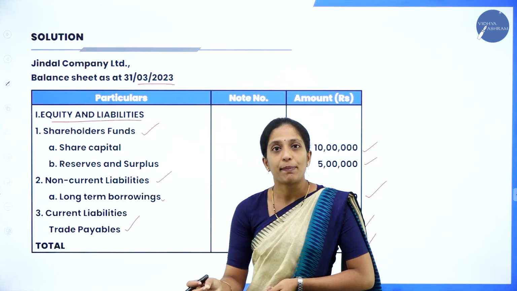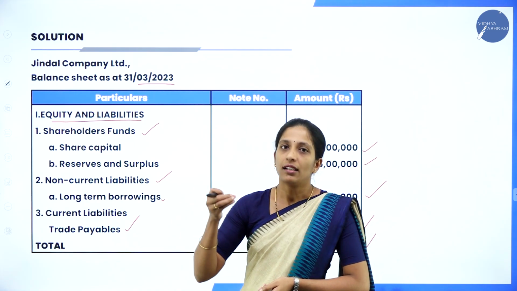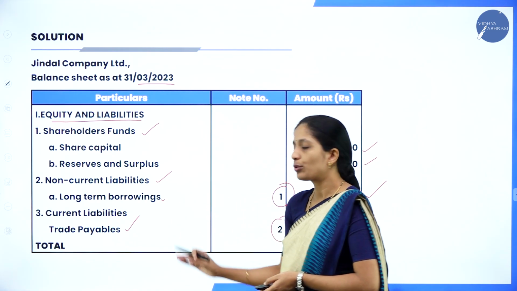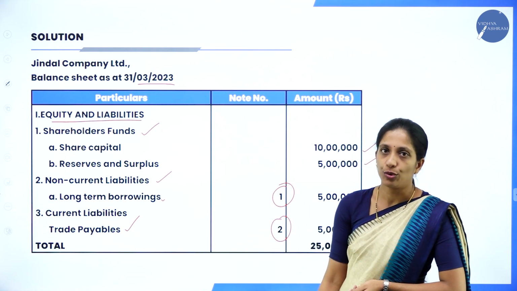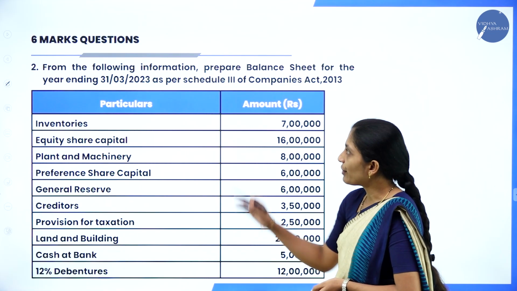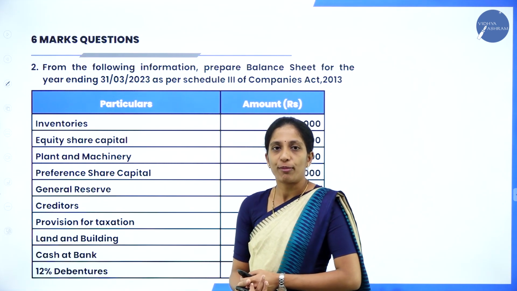Under trade receivable, it is bills receivable and debtors. Okay, so these are the two items for which you have to prepare a note. Okay, so moving on to the next problem, a similar type of problem on balance sheet.